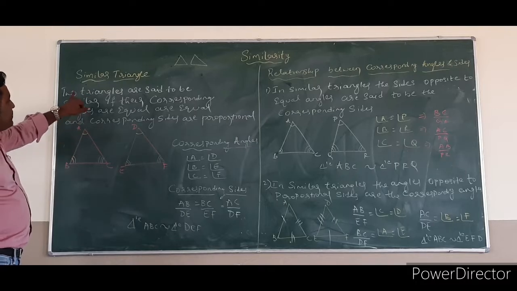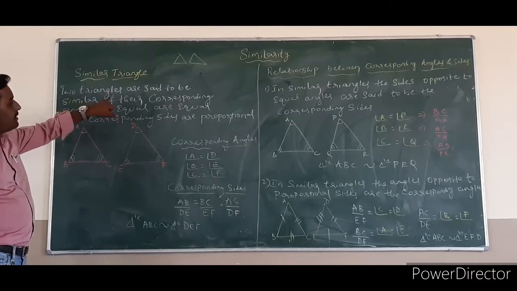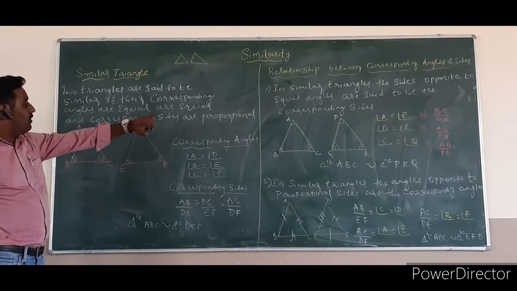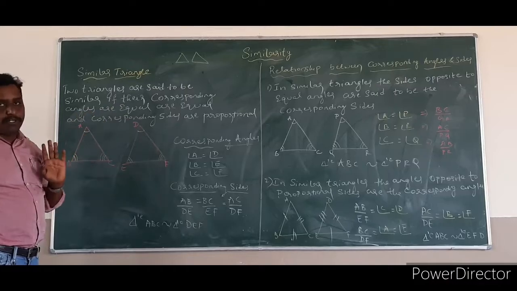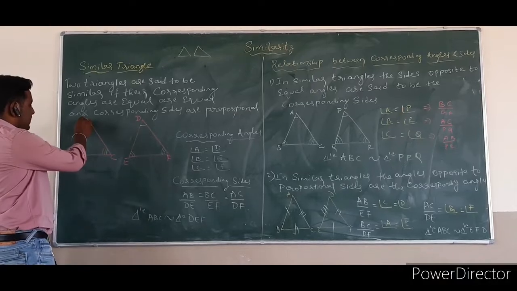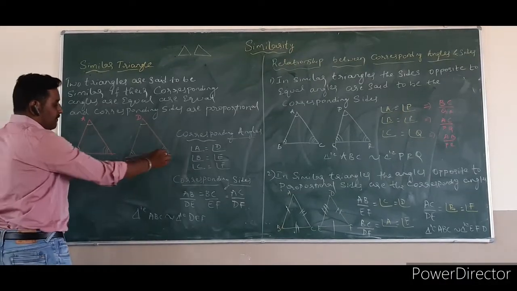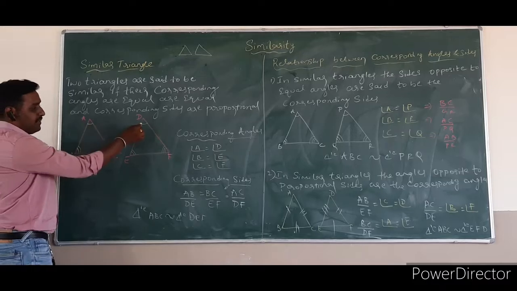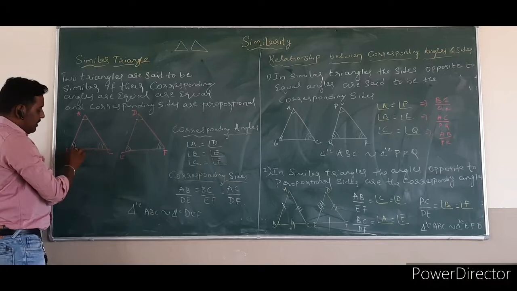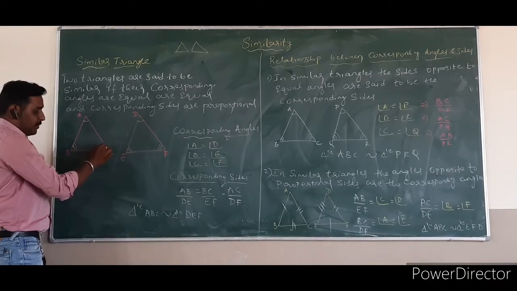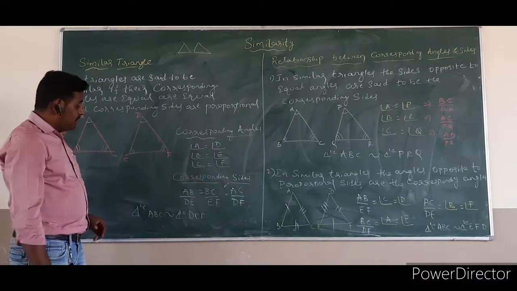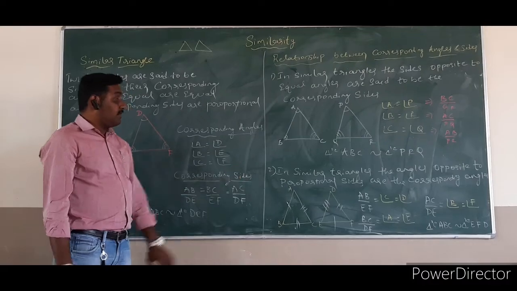What is the definition of similar triangles? Two triangles are said to be similar if their corresponding angles are equal or corresponding sides are proportional. Here I am considering triangles ABC and DEF. Angle A is equal to angle D, the double-marked angle B equals angle E, and the triple-marked angle C equals angle F. Three angles are equal. So here the corresponding sides are proportional.